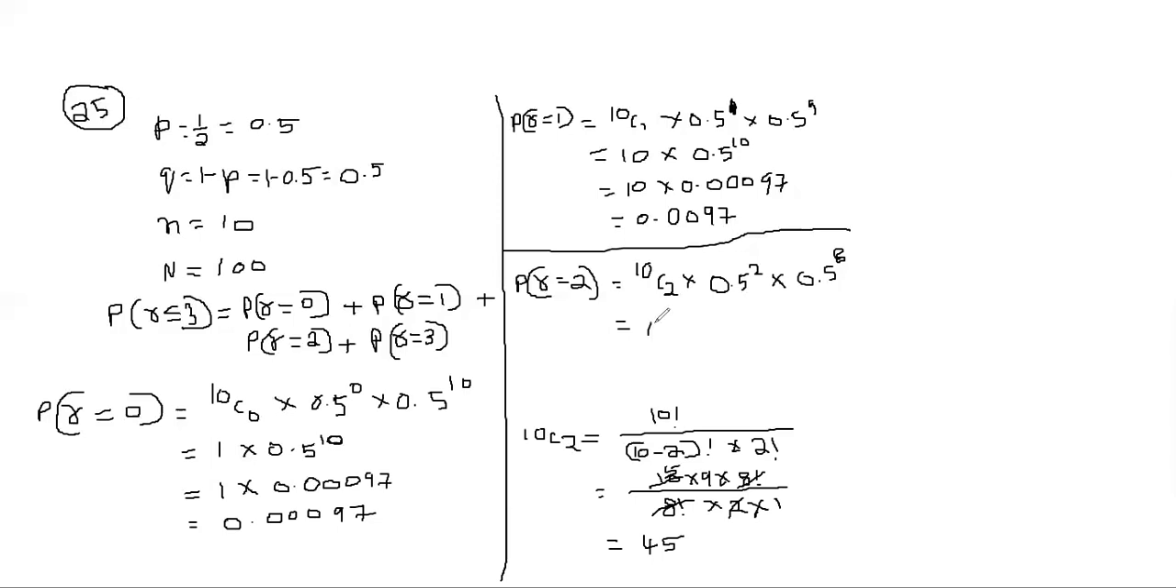So 45 into 0.00097, you get 0.04365. If you take up to 6 and round it up, it becomes 0.0437. So P of R equal to 2 is also over.